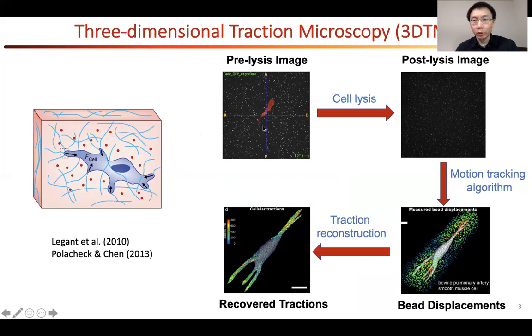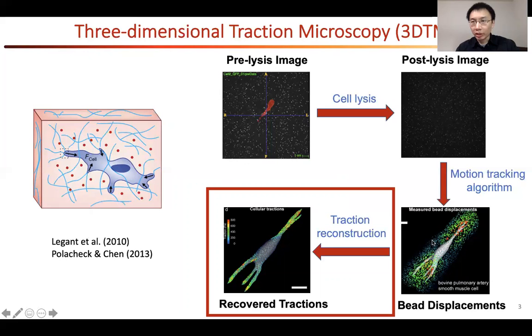Then the tractions are fully removed by killing the cell, and another set of images are generated to measure the location of the beads in the relaxed state of the gel. Then, making use of a motion tracking algorithm, we determine the bead displacements in response to cell tractions. And finally, making use of the measured displacement, as well as the mechanical property of the gel, we can compute the tractions making use of a computational method. And in this talk, I'm going to focus on the last step of the workflow.